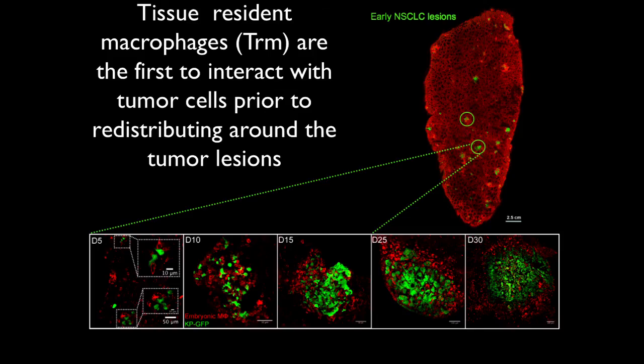So what Maria decided to do now is to start to look at macrophage-tumor interaction at different times during tumor development. And what she found is that this embryonic macrophage, now that she labels using the specific markers that we identified in the single-cell-seq approach, is the first to interact with tumor cells. And what's striking is that they are always in excess of tumor cells. And then over time, these macrophages are redistributed around the tumor lesions, as if they were shielding the tumor lesions from the external environment.